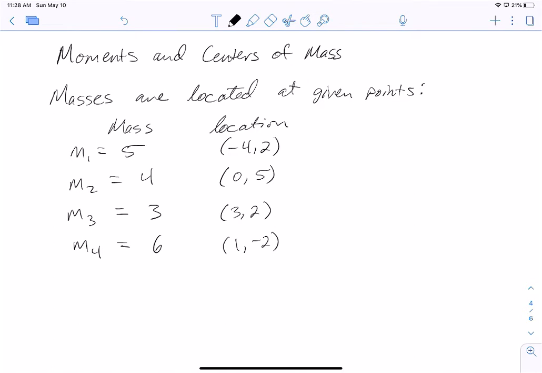We're going to consider moments and centers of mass now, and for this we're going to look at the idea of masses located at given points. M1 is 5 and it's at a location -4, 2. This is on the xy plane. M2 is 4, located at 0, 5. M3 is 3, located at 3, 2. And M4 is 6, whatever the units are, located at 1, -2.